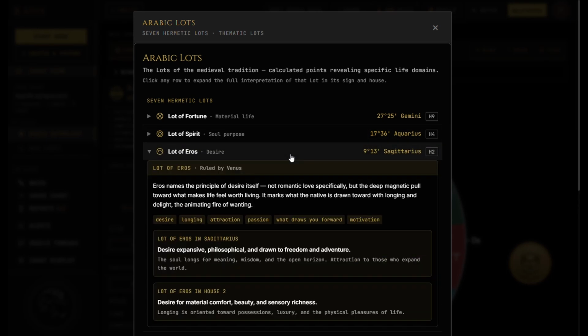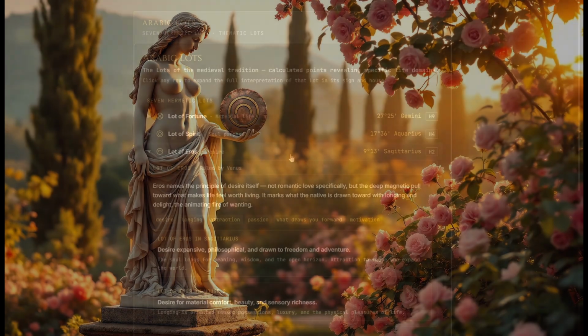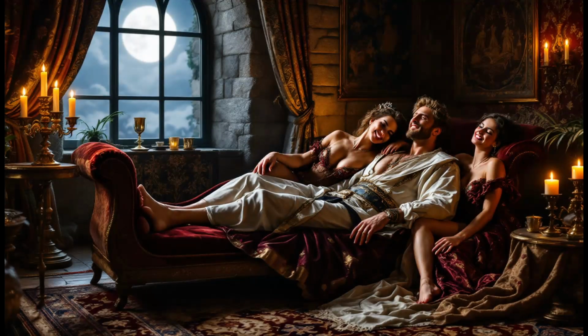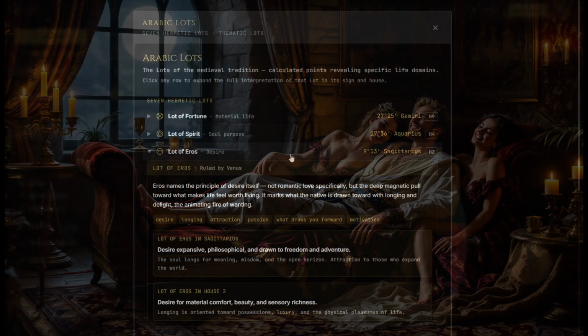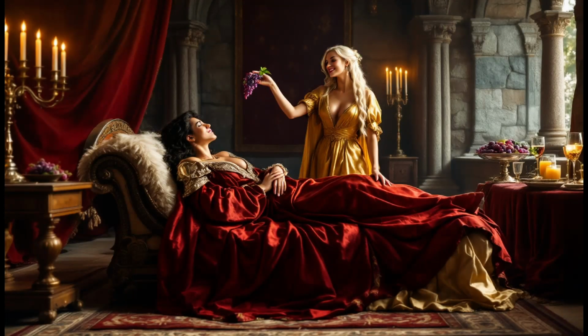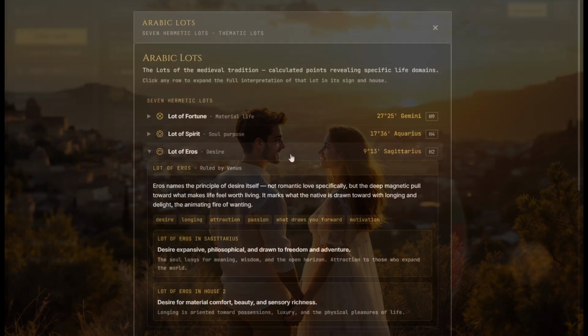The lot of Eros, ruled by Venus. Desire, passion, attraction, longing, the animating force of wanting. And this is broader than romantic love, though it includes that. The lot of Eros shows the objects of deep longing, creative passion, the pull toward certain people, the things that make you feel most alive and most motivated.